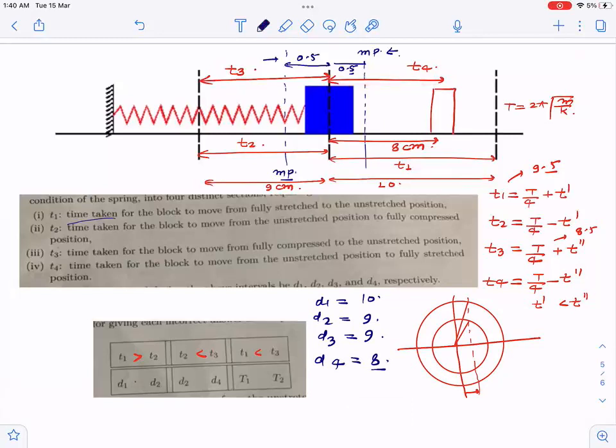So D1 is greater than D2. D2 and D4, which is more? Of course, D2 is more. T1 and T2 are the time periods which are equal, 2 pi root over m by k. So that is the whole point. Time period of oscillation is same. Friction being a constant force, amplitude is reducing, right? So I hope you understood.